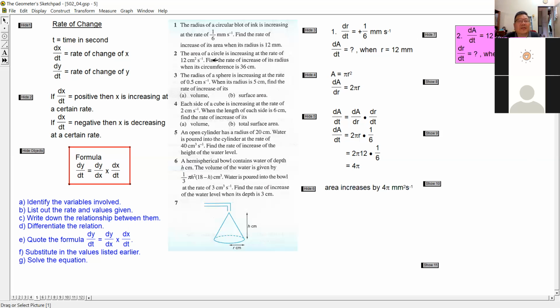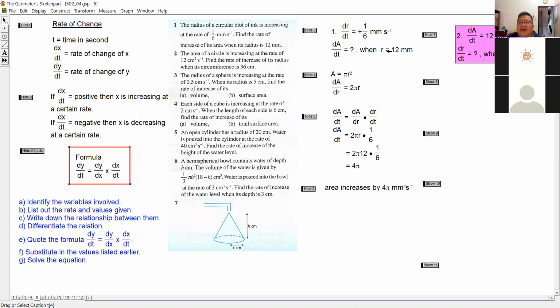Okay, so area is increasing at the rate of 12 centimeter per second. So in symbol form, what is it? Area, dA over dt, correct. dA over dt is 12. Find the rate of increase of its radius. So what must you find? dr over dt. And you want to find it when? When the circumference equals 36.